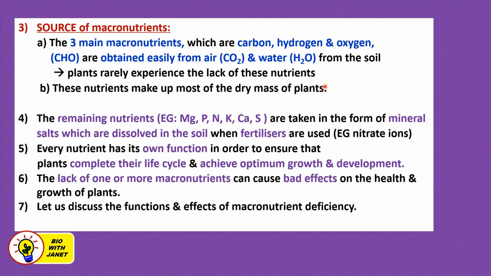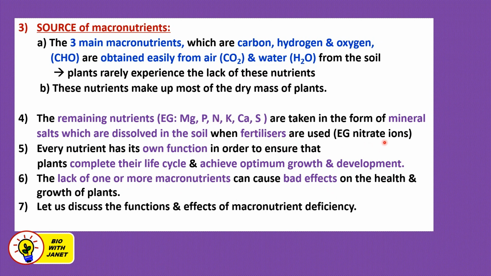Now, these nutrients make up most of the dry mass of the plants, for example, in the leaves, stems, and roots. The remaining nutrients, which are the mineral ions, such as magnesium, P for phosphorus, N for nitrogen, K for potassium, calcium, and sulfur, are taken in the form of mineral salts, which are dissolved in the soil when fertilizers are used, all right? Or there are decaying leaves and organic matter in the soil that break down and release these mineral ions back into the soil. Okay, so fertilizers like ammonium-based fertilizers can supply nitrogen to the soil.